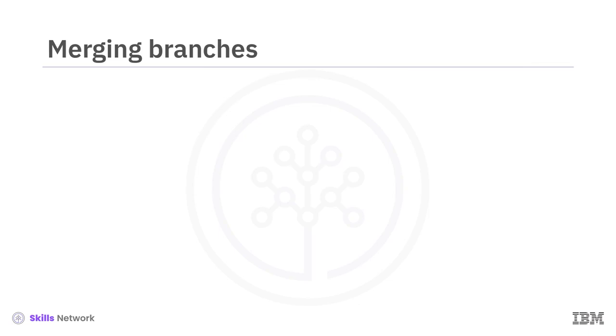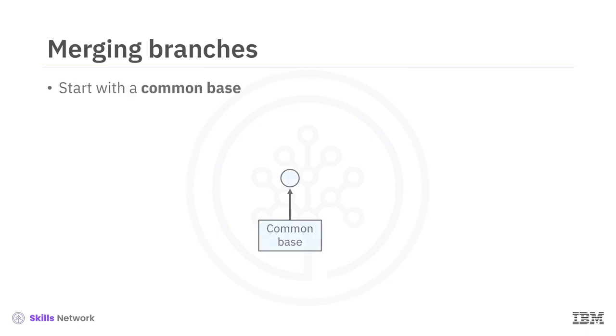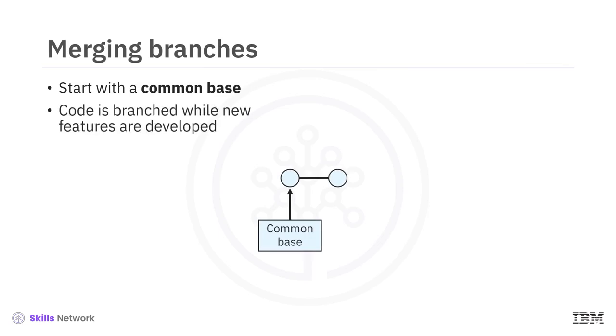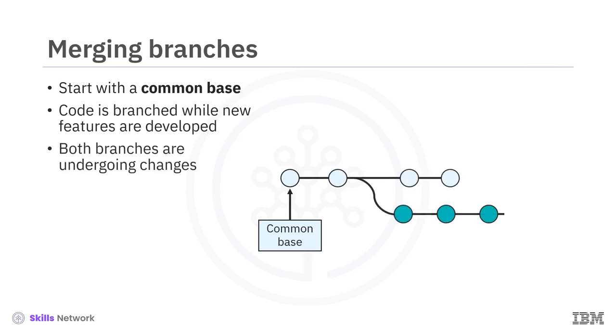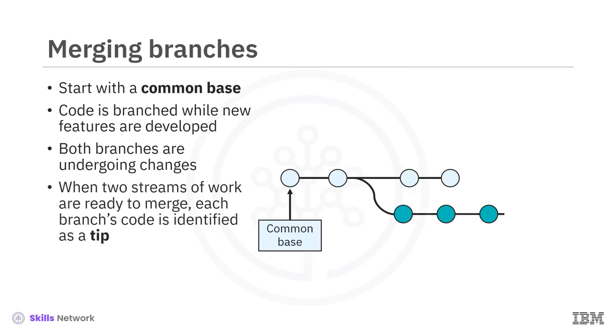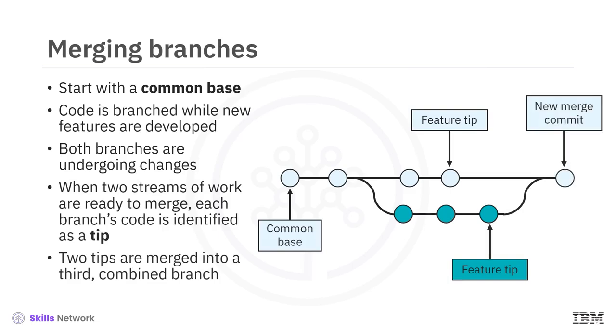GitHub Branches can be very complex for large software projects. For a simple project such as the ones we are exploring, consider the following. Start with a common base, the initial source for this project. At one point, the code is branched while new features are developed. In this example, both branches are undergoing changes. When the two streams of work are ready to merge, each branch code is identified as a tip, and the two tips are merged into a third, combined branch.